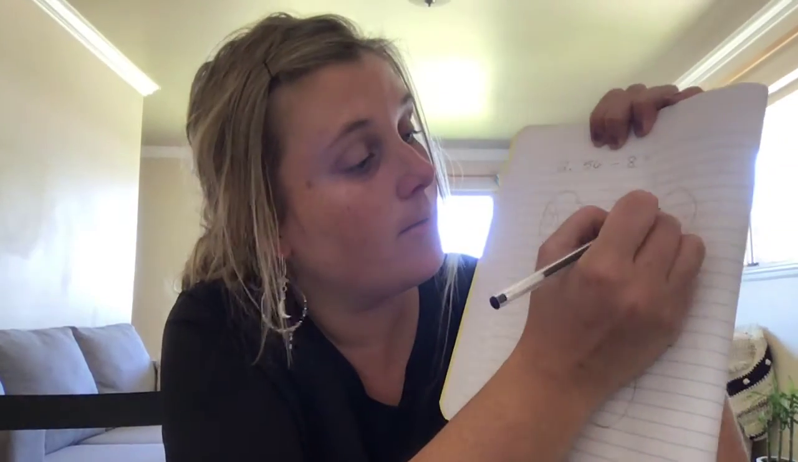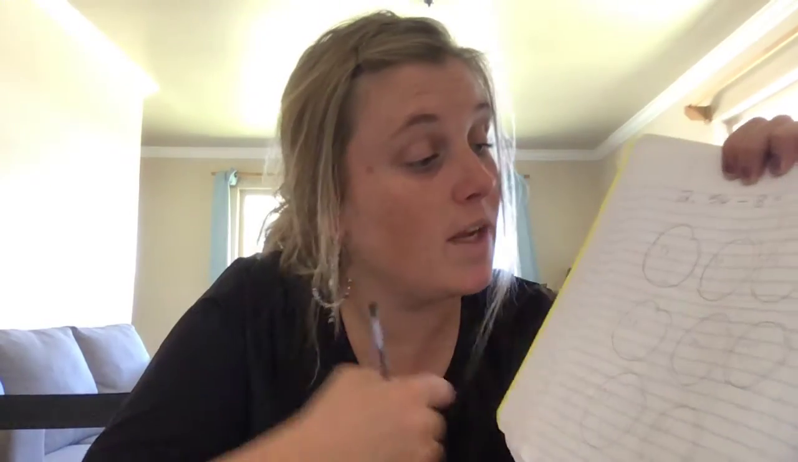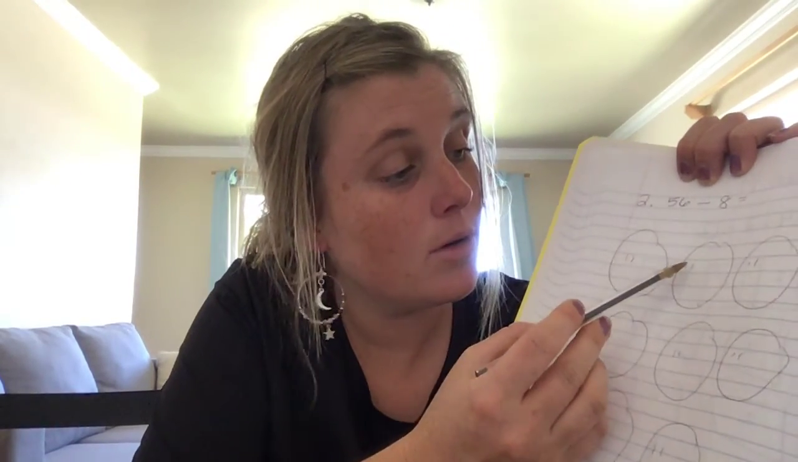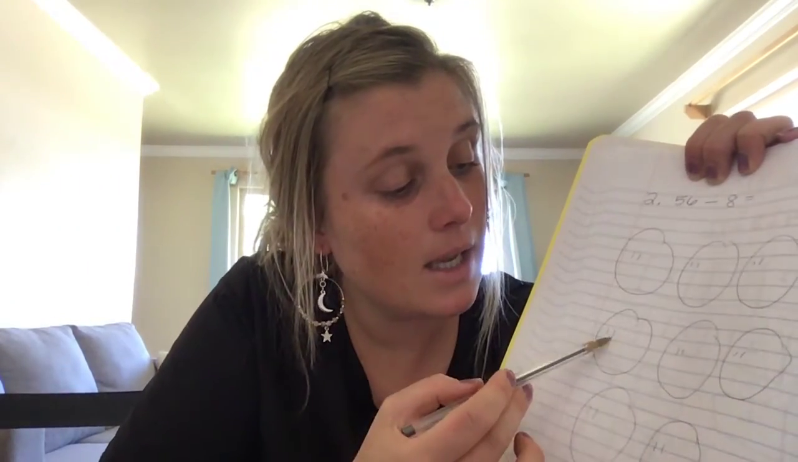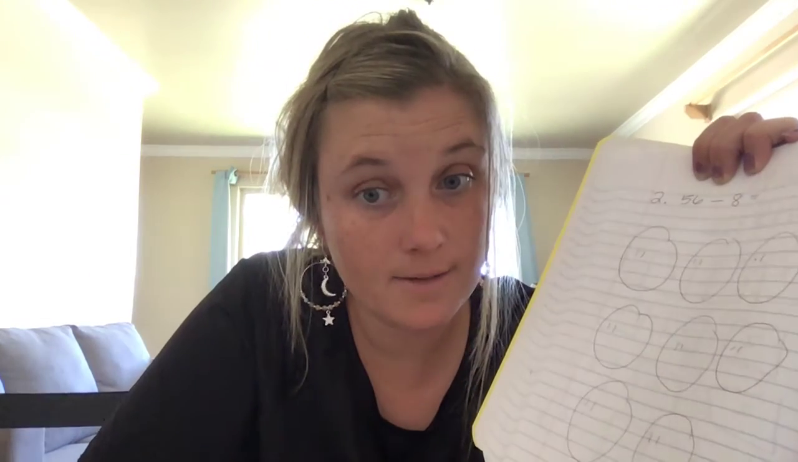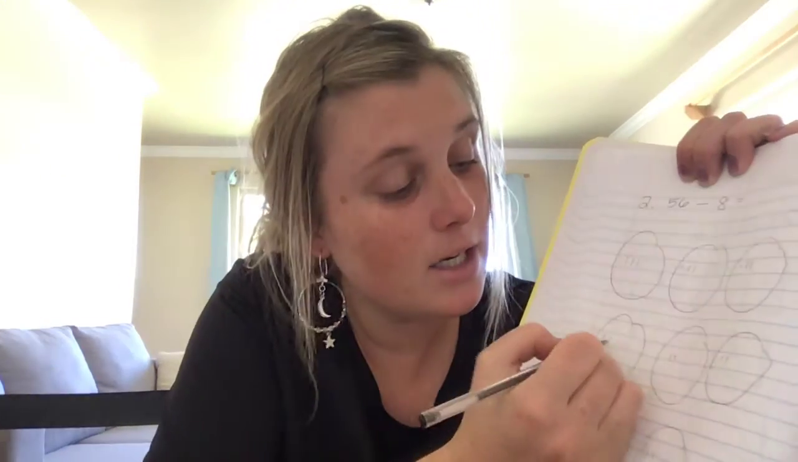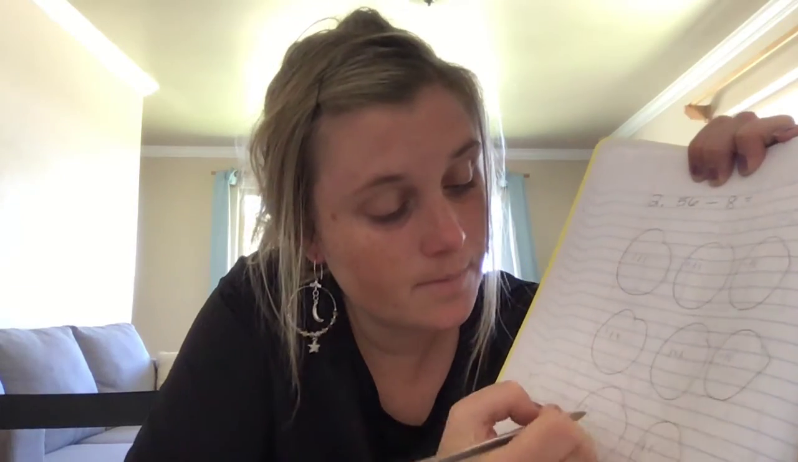Here we go. Now how many does each yard have? 2. We've got to count all the way to 56. So we've done 2, 4, 6, 8, 10, 12, 14, 16. Let's go all the way to 56. 17, 18, 19, 20, 21, 22.